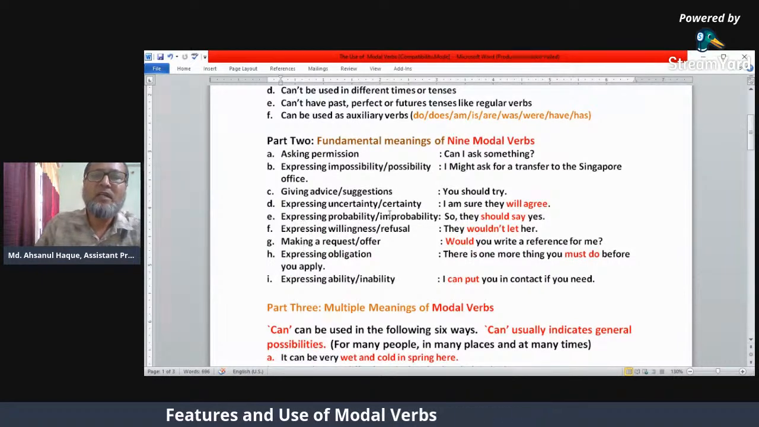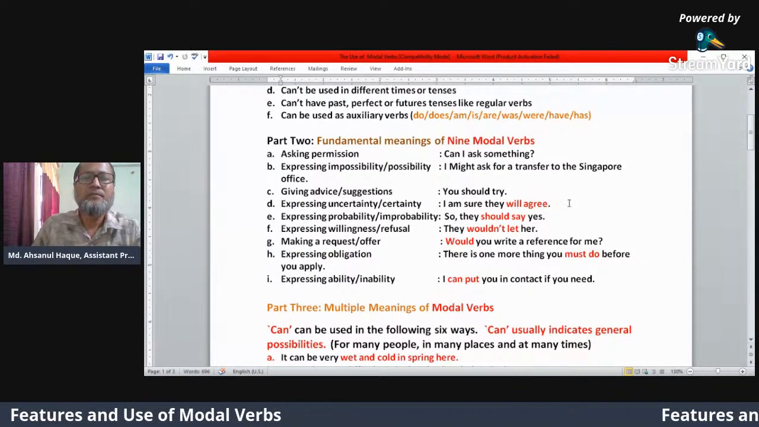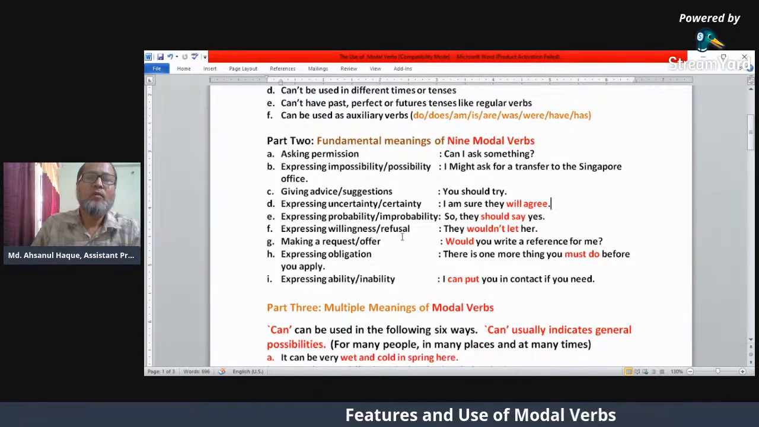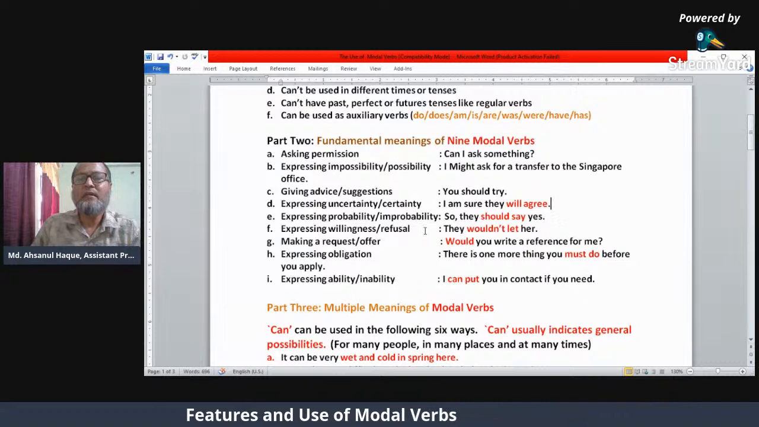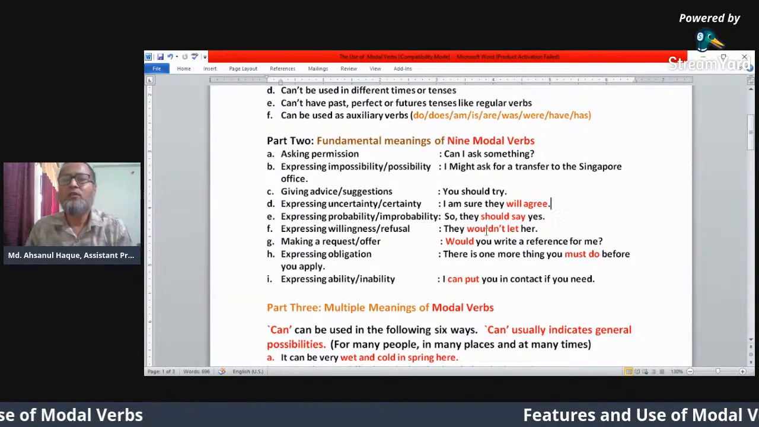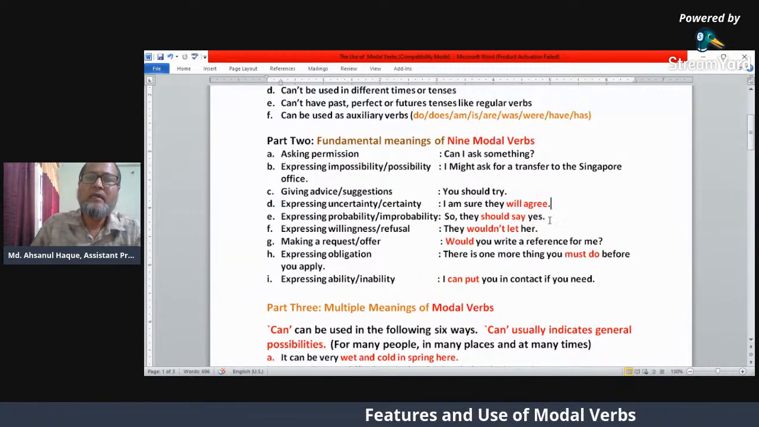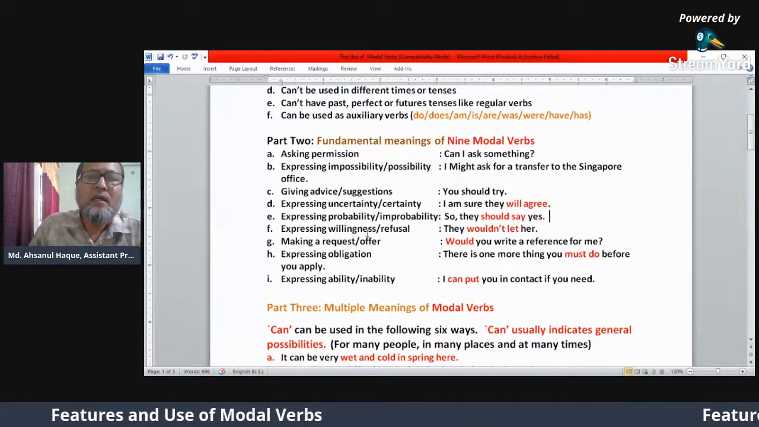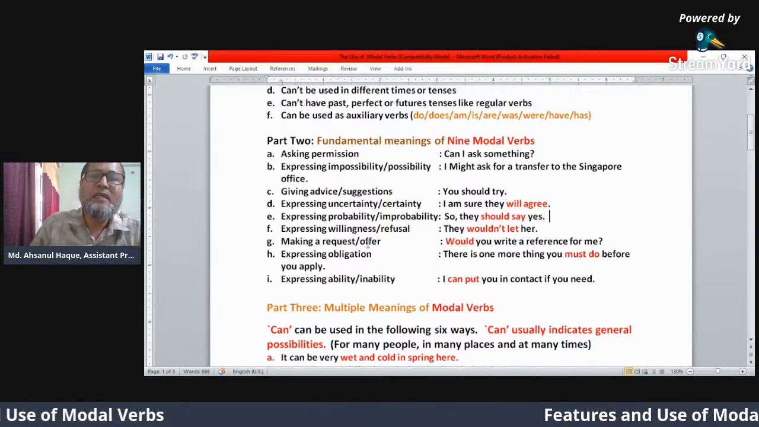Expressing uncertainty or certainty: I'm sure they will agree. Expressing probability or improbability: so they should say yes. They should say yes. It may happen. This is probability.